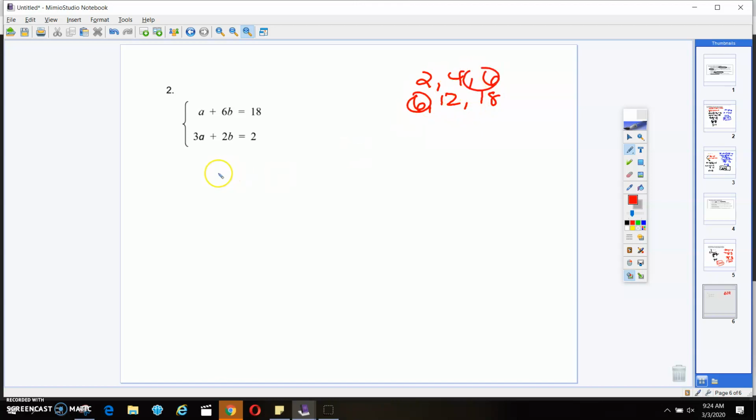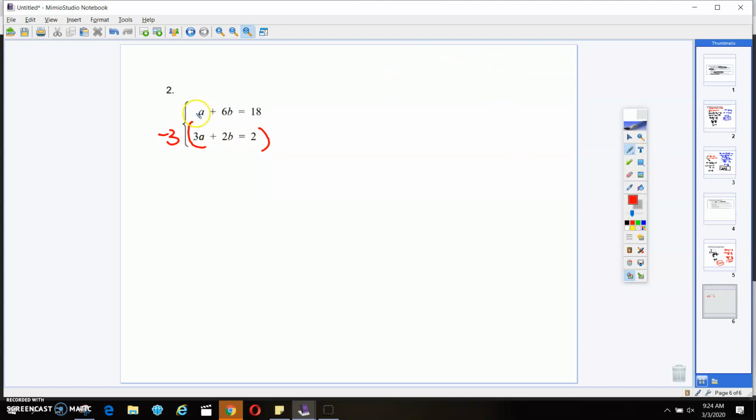Okay, so this one's already 6, right? So I don't have to do anything to that guy. But down here, what am I going to multiply in order to turn that into a 6? A negative 3. And the reason why I'm multiplying by negative 3 is because it's going to cancel it out, right? Okay, so I'm going to take everything in this second equation and multiply it by that negative 3. You can't just do it to one part of it. You have to do it to the whole equation.